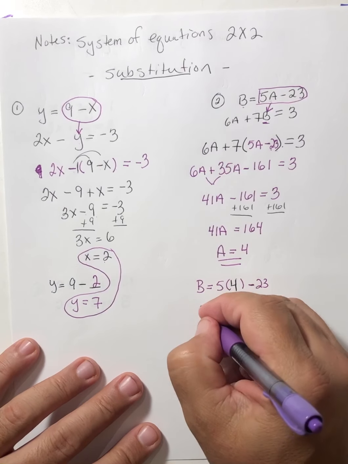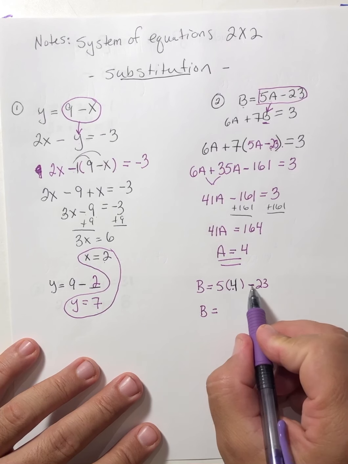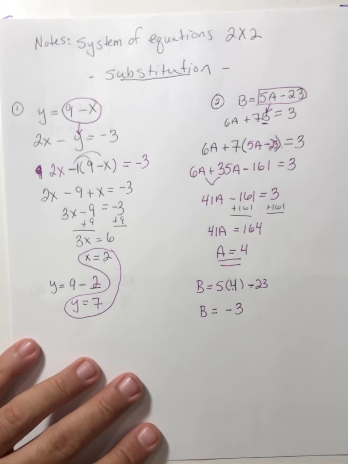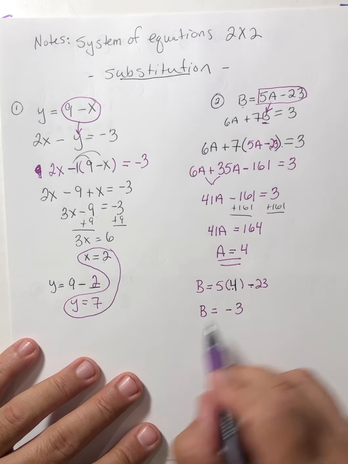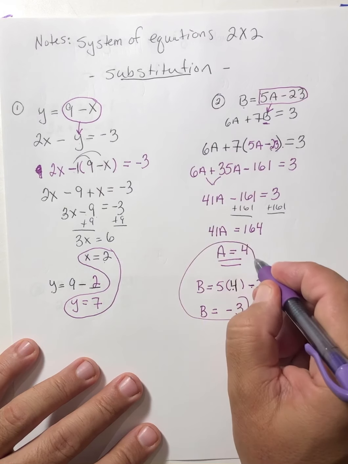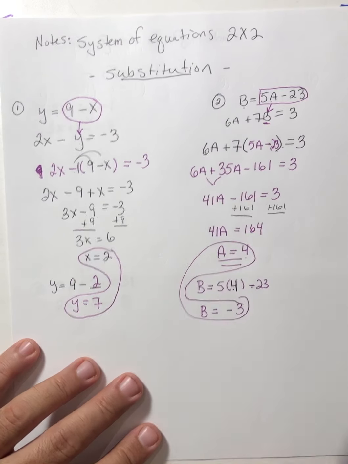So then B equals, you can do this in your head, 5 times 4 is 20, minus 23 is a negative 3. Do it in your head, type it into the calculator, just write it down. There we go, all done. Okay, A equals 4, B equals negative 3.